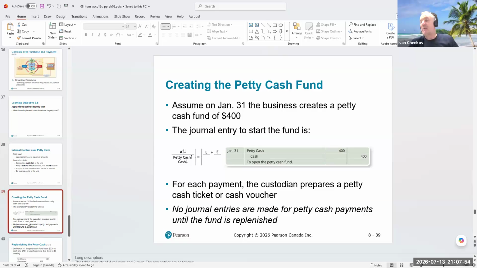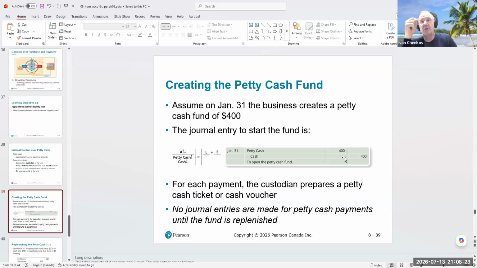So, pretend that this company decided to create a petty cash fund to speed up the day-to-day operation of the company, such as small cash receipts and anything like that. In order to do that, they have to withdraw the money from the bank and put it in petty cash. And that's what they do: debit petty cash, credit cash.